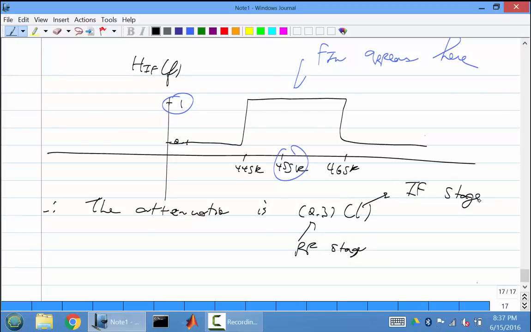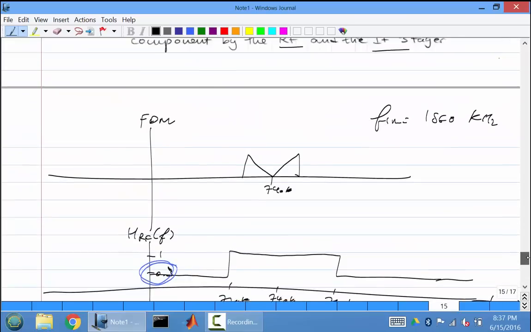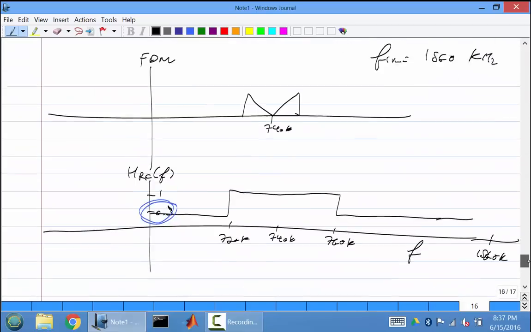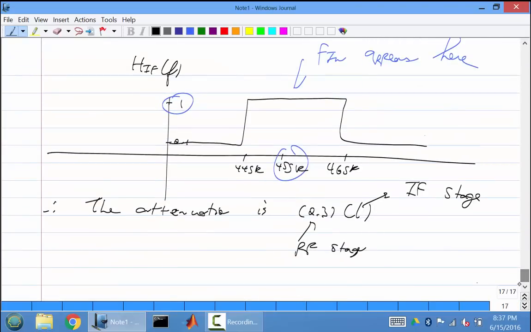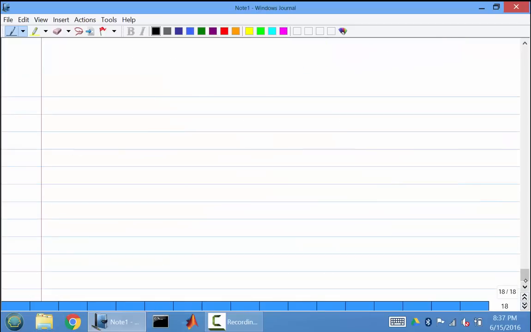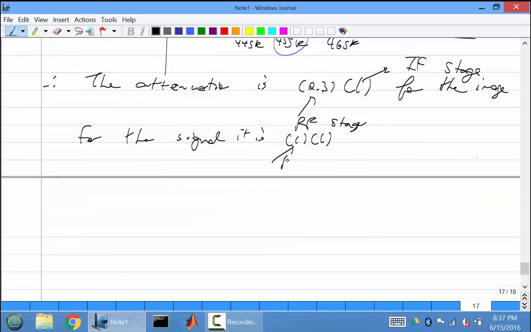This 0.3 is because of the RF stage, and the 1 is because of the IF stage. If you actually want a little bit of a bonus, the signal itself doesn't get attenuated at all. The attenuation is for the image. For the signal, it is just 1 times 1, because this is from the RF stage, and this is from the IF stage.